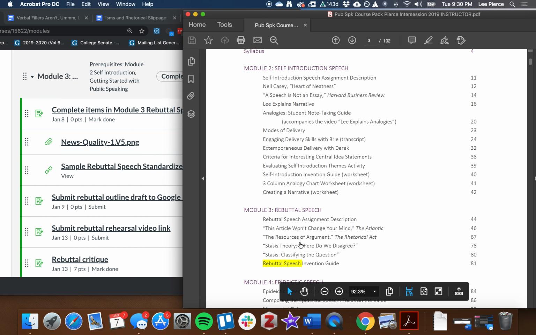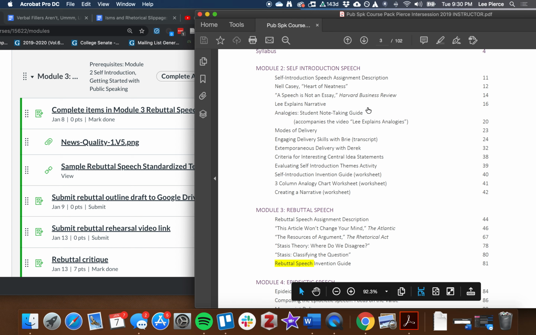Now we're repeating, the reason this is so much shorter than the other one is we're repeating a lot of things that we've already done. So when we look at the outline, it's going to look familiar. You already know how to write an introduction and conclusion, so we're going to follow that same formula.